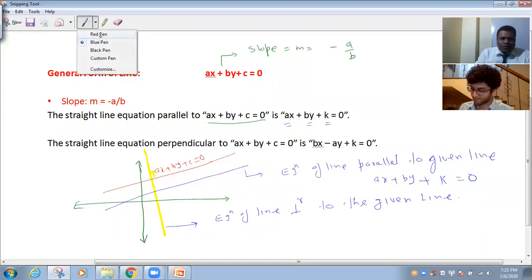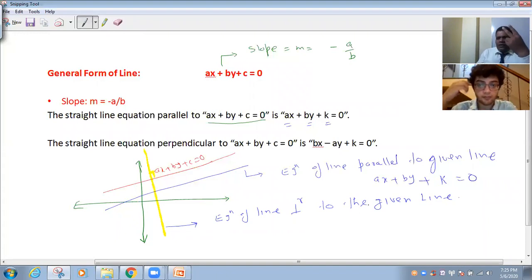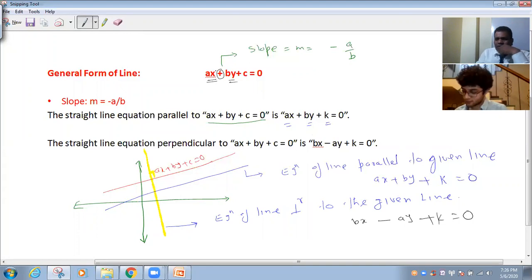Here we need to take 3 steps. Step number 1, interchange the coefficient of x and y. Here we have ax plus by, so what to write? Bx, minus ay. Change the sign between them. Here we have plus, so put minus. And change the constant term. Finish. Now this line is perpendicular to this line.